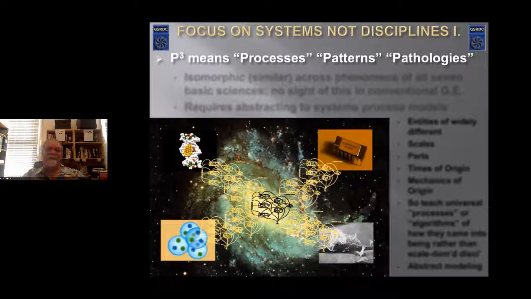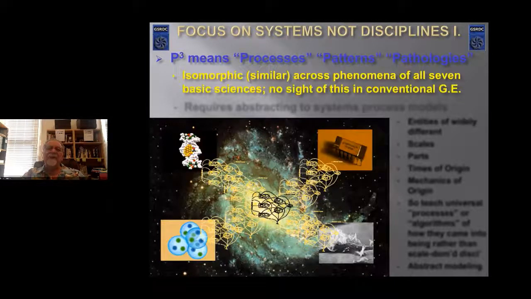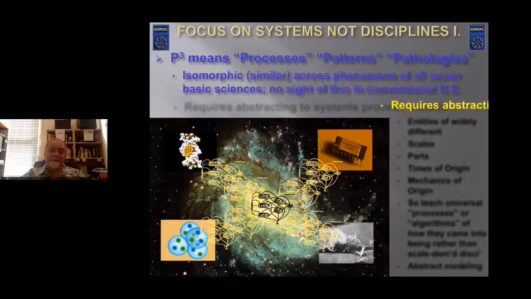So the focus is not on disciplines, but on SP3T, we call it generally, and the P3 because I emphasize processes, Peter emphasizes patterns, and so does ISSS, but we're both emphasizing pathologies lately, as stimulated by the systems engineers. So what we look at first is isomorphies across phenomena of all 7 basic sciences. And there's no sight of this in conventional general education. They don't teach it at all, period. Nothing.